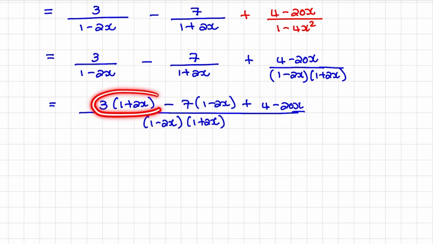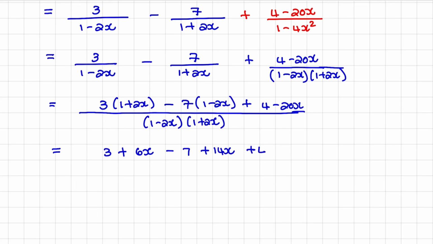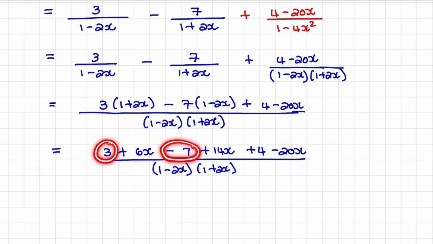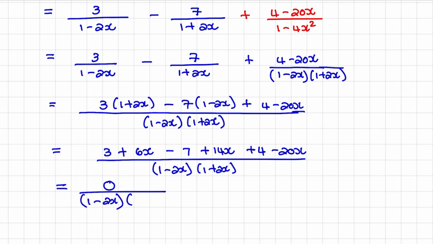And to continue, I would multiply out the brackets in the numerator. So that will be 3 plus 6x minus 7 plus 14x plus 4 minus 20x over 1 minus 2x, 1 plus 2x. Next, I can add like terms together in the numerator in order to simplify further. And when I add like terms together, I see that the numerator becomes equal to 0. So therefore, these 3 terms simplify to 0.